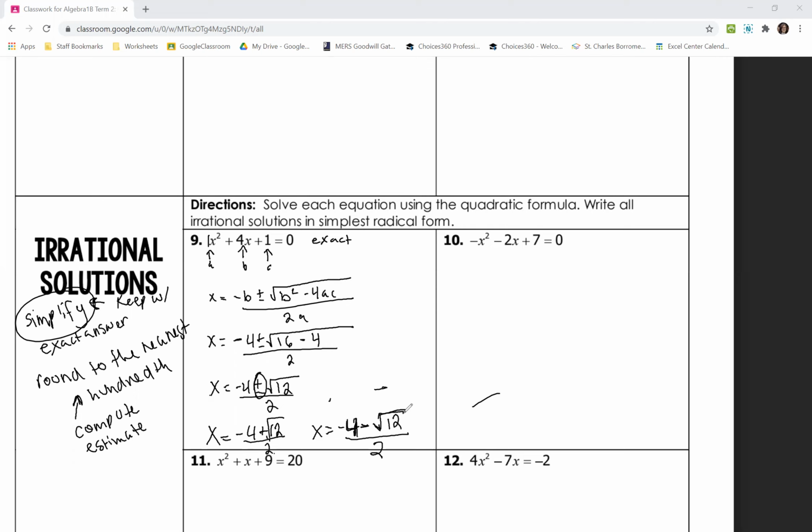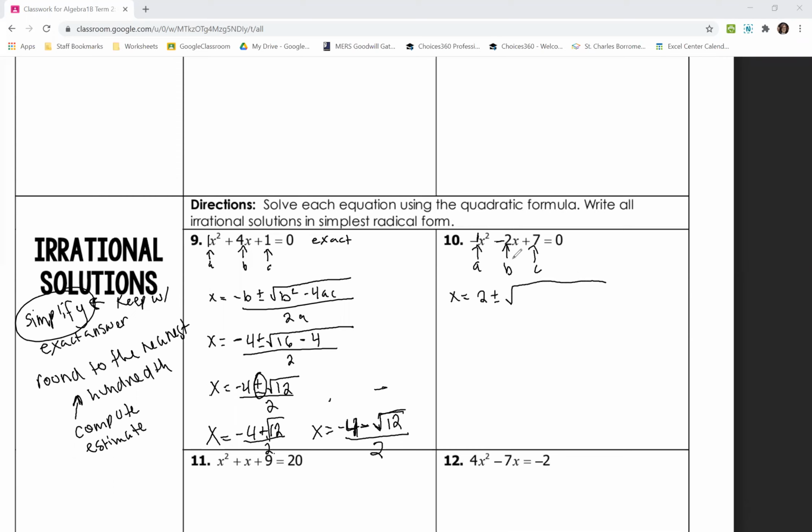Let's write it rounded. Okay, so what do you have to do when it says to round your answer? First, as always, it's in standard form. Let's go ahead and identify what's my A, what's my B, what's my C. Okay, I'll write it out. X equals, let's see, negative B. That's going to be negative negative 2, so that'll be a positive 2, plus or minus the square root.